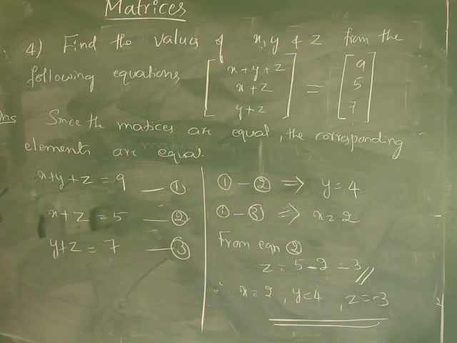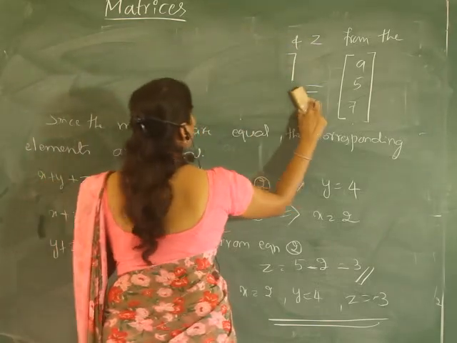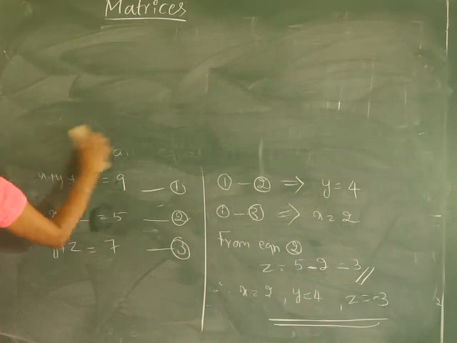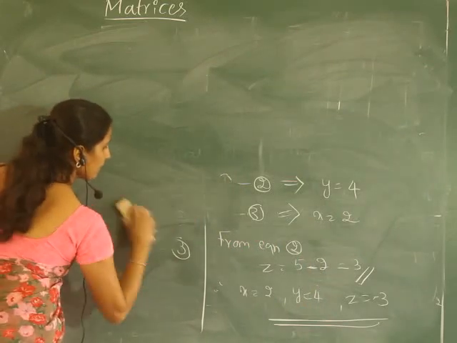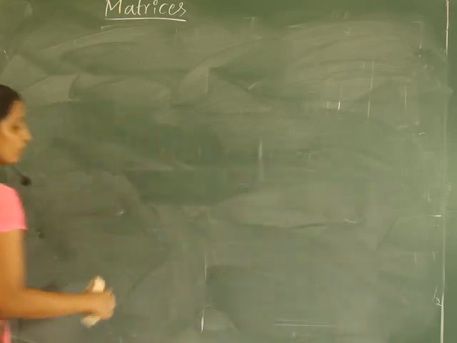Next question is also to find out the values of x, y and z. These are all by using the conditions of equality of two matrices.